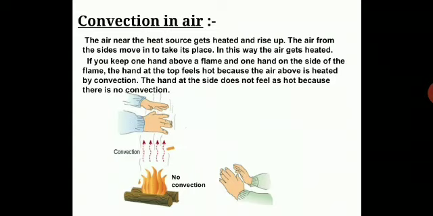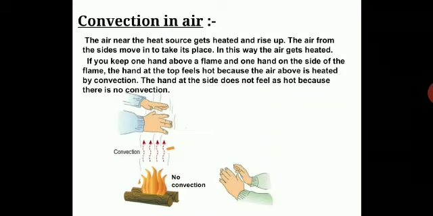Now convection in air. Since the convection process happens in liquids as well as in gases, let us see how it happens in air. The air near the heat source gets heated and rises up. When it gets heated, it will expand. Obviously, matter expands on heating. The air from the sides moves in to take its place. In this way, the air gets heated.